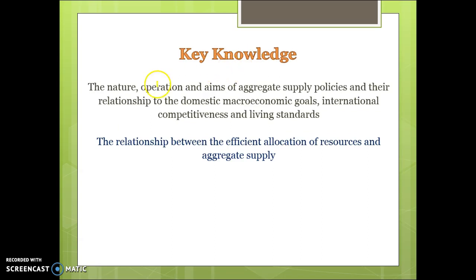In this collection of videos for week 1, these are the two things we're going to look at: the nature, operation and aim of aggregate supply policies, their relationship to the domestic economic goals, particularly international competitiveness and living standards, and then the relationship between aggregate supply and an efficient allocation of resources.